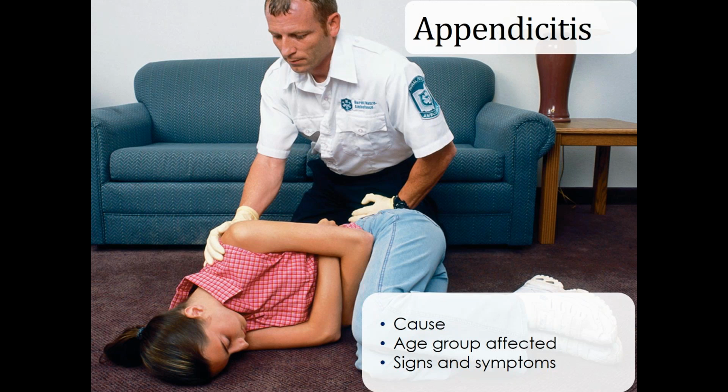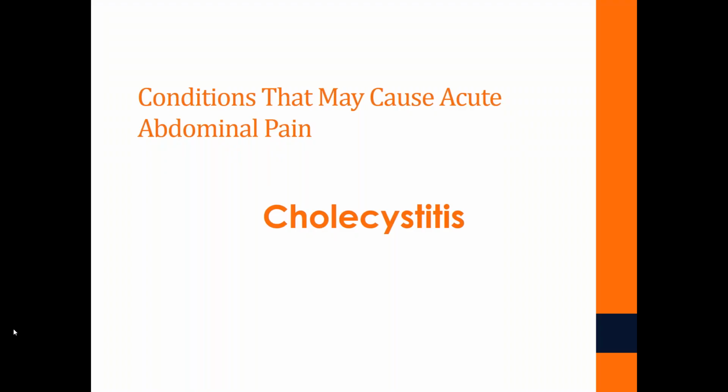What does an appendix do for us? Now it does nothing. When we were cave people and we used to eat a lot of raw meat before there was fire, it used to help break down some of the additional bacteria in raw meat and the dinosaur carcass that we were eating. But that's not a thing anymore.